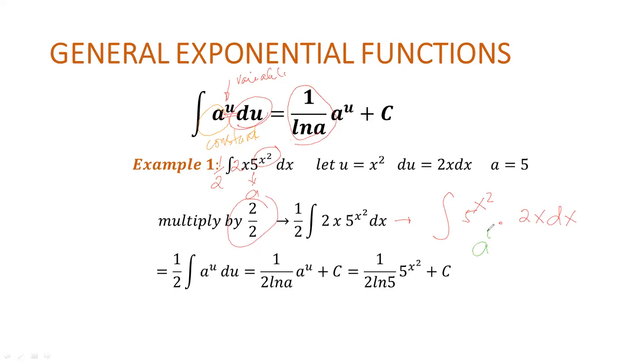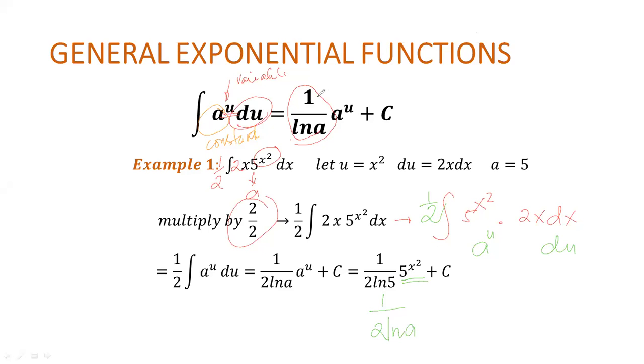What you have here is your a raised to u, and this is your du, the derivative of your u. Now you place a 2 in here, so there must be a 1/2 outside, because it should be 1 always that you multiply to your integral. So 1/2 times 2 is 1. Then your answer will be 1 over ln of 5, the base, and you affix the 1/2 that you have written before your integral. So that would be 1 over 2 ln of 5, and you just copy 5 raised to x squared, a^u. Okay? So this is the integral of a general exponential function.